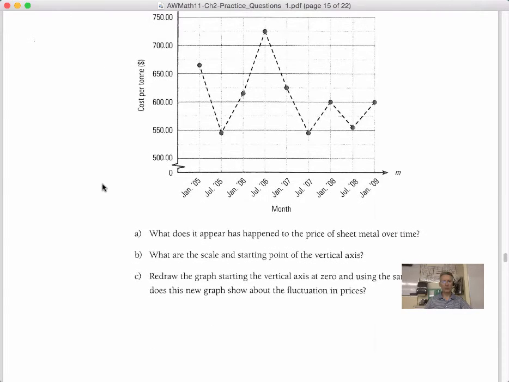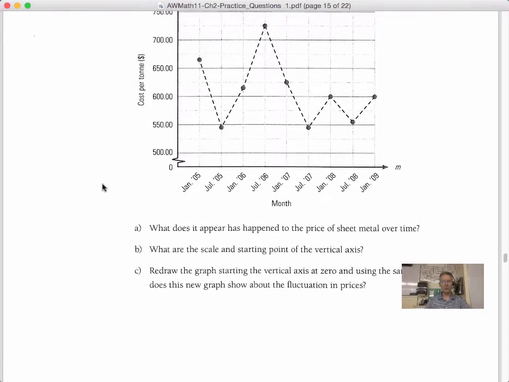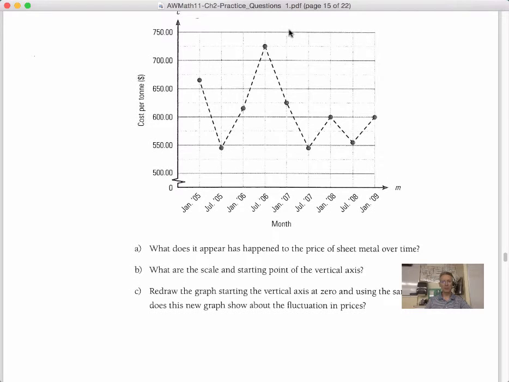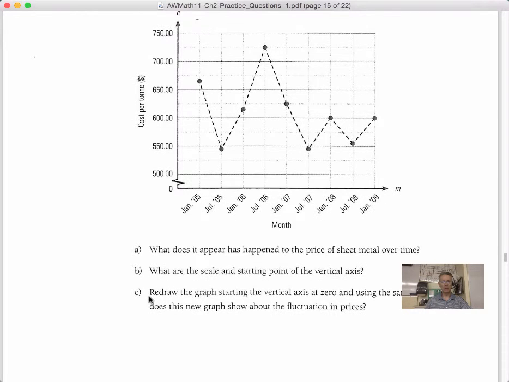So it's asking here, what does it appear has happened to the price of sheet metal over time? You can see that it looks like it's fluctuating quite wildly at times. Part B, what are the scale and starting point? Well, I've mentioned that already. Starts really at 500 to 750 with a box representing $25. And then it's asking us to redraw this.